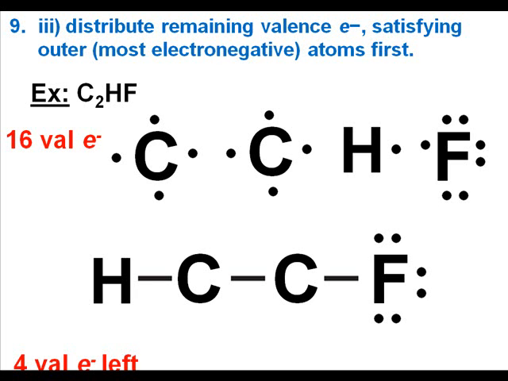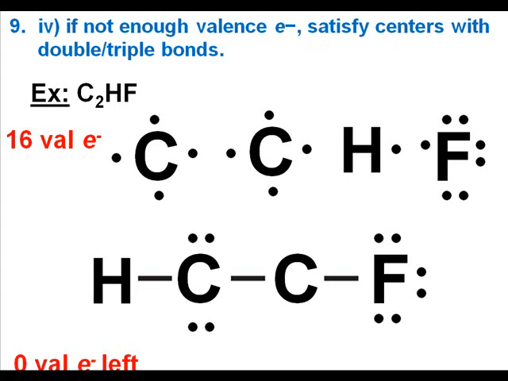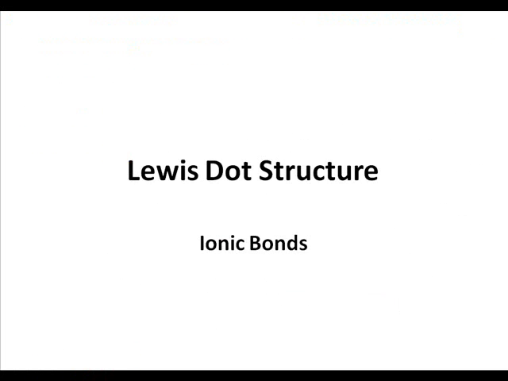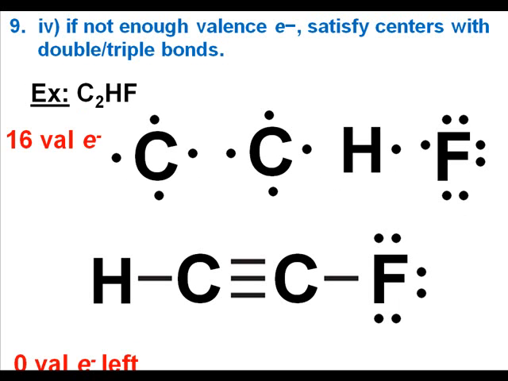We have 4 valence electrons left. We'll put those around the carbons. But it's not going to work because we don't satisfy the carbon. What if we triple bond it? And the answer is that solves it. Notice that we have the bonding for the fluorine, the bonding with the hydrogen, and the bonding with the carbon.